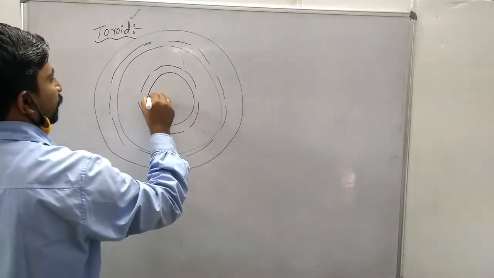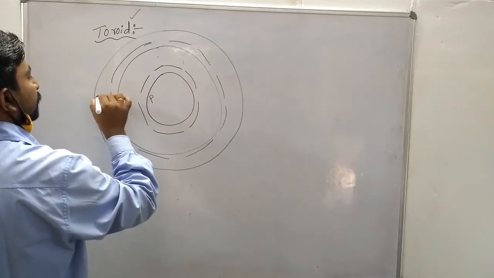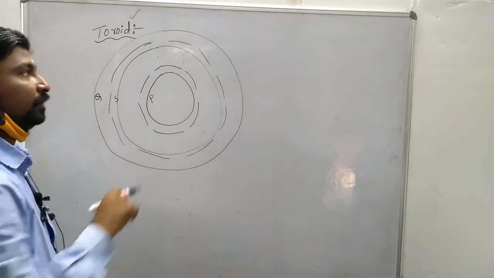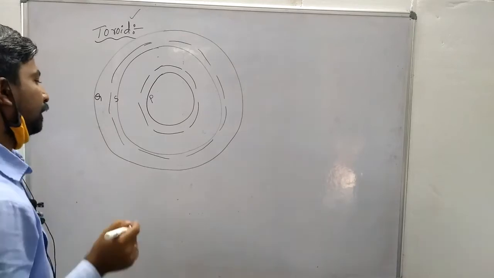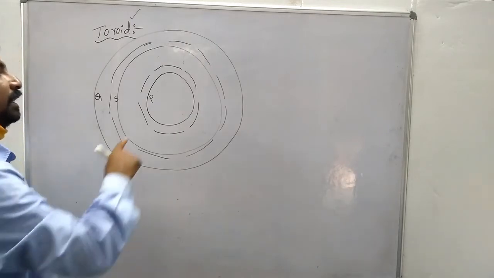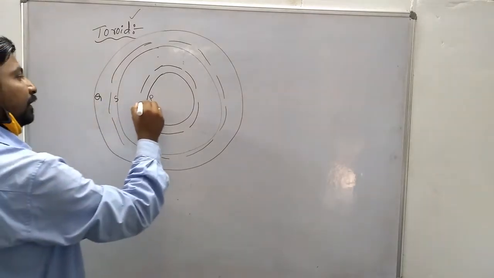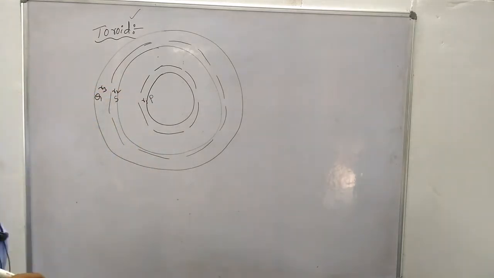This one is P, this one is S, this one is Q. Toroid: the solenoid bent in the form of a circle is called a toroid. Consider a vertical section of the toroid in which 3 Amperian loops P, S and Q have radii R1, R2, R3 respectively. Now the magnetic field at point P inside the toroid is given by.